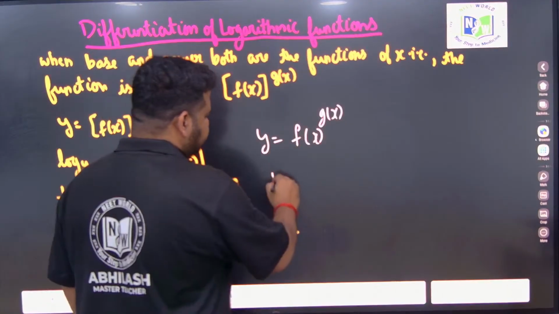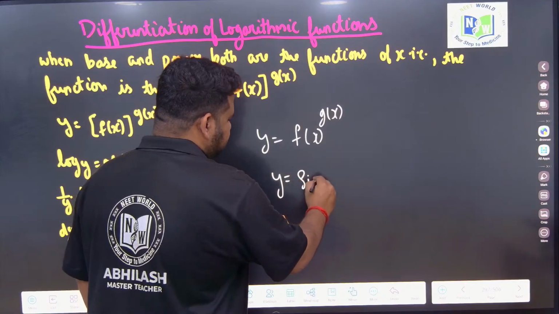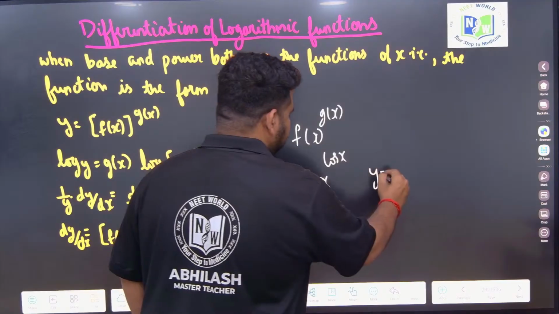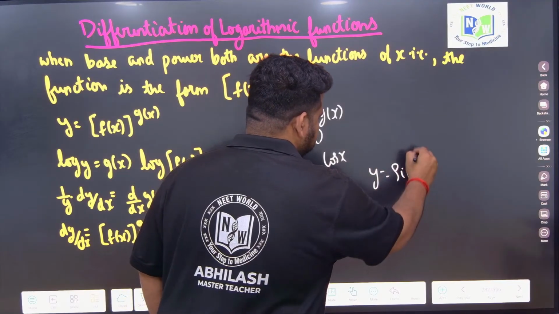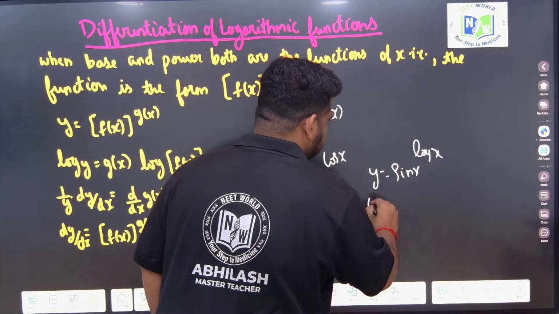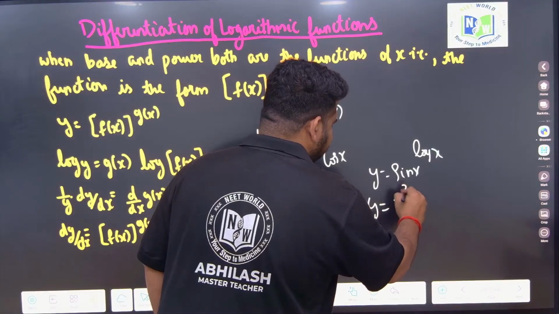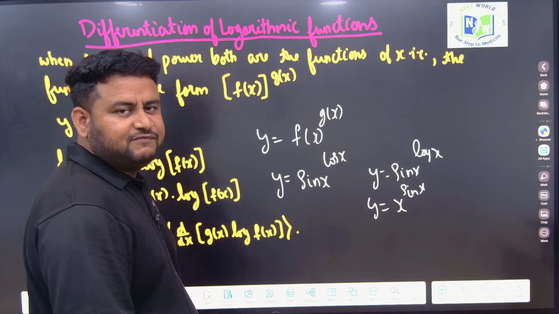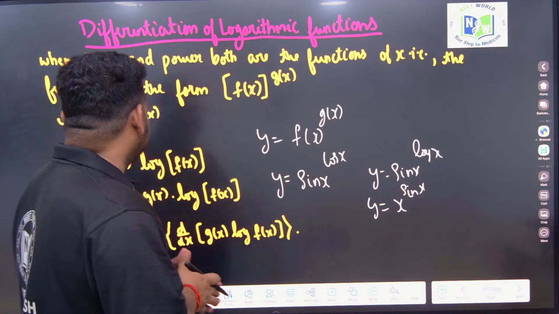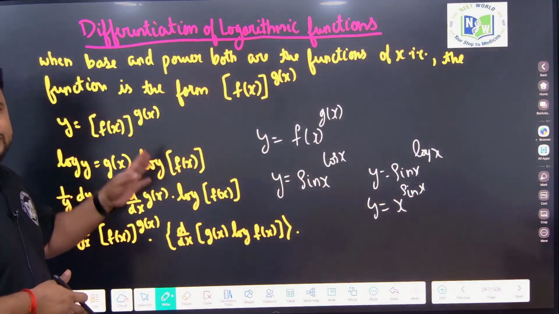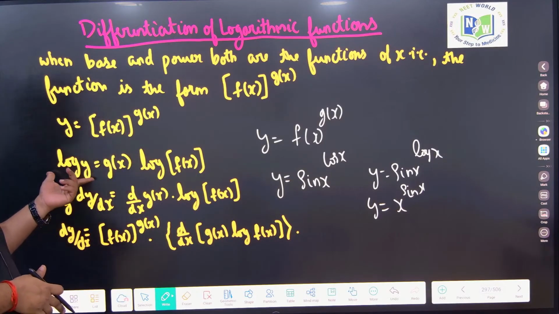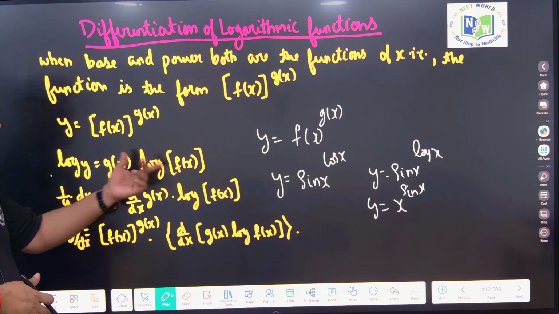If they give y is equal to f of x to the power of g of x, or y is equal to sin x to the power of sin x, or sin x to the power of cos x, or y is equal to sin x to the power of log x, or y is equal to x to the power of sin x, anything like this, with a function to the power of something, then we will use logarithmic differentiation. So we will take log on both sides. Log y is equal to g of x into log of f of x, it will become.